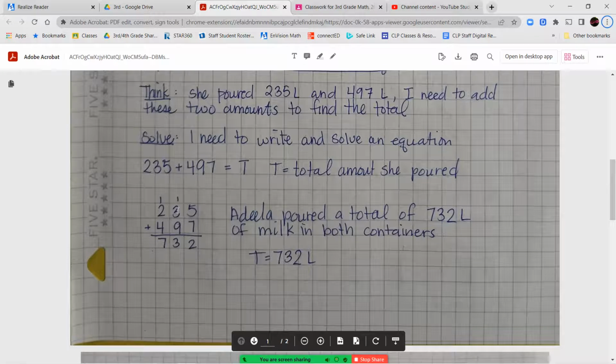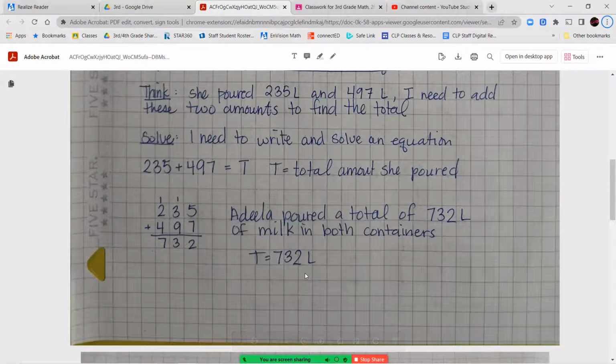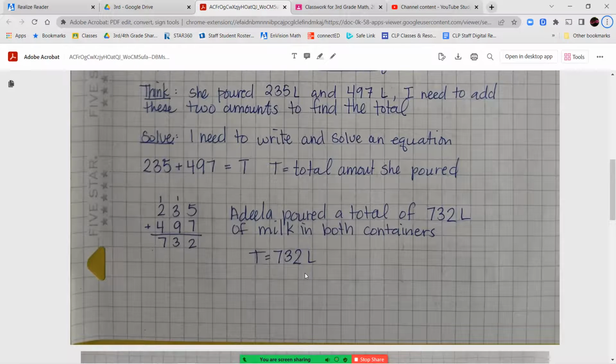3 plus 1 is 4. 4 plus 9 is 13, so I put the 3 and I carried the 1. 2 plus 1 is 3. 3 plus 4 is 7. So that gave me a total of 732 liters. So Adila poured a total of 732 liters of milk in both containers.